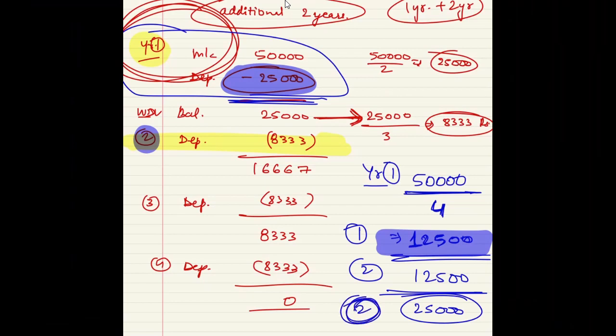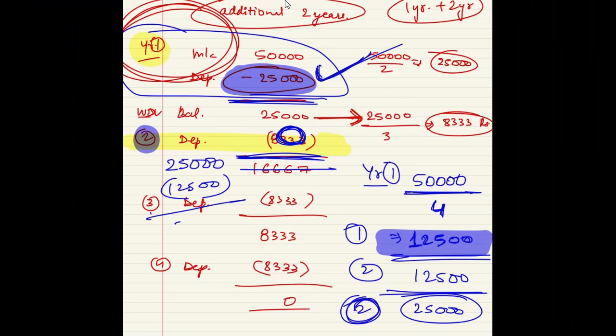But as we have already charged 25,000 in the first year itself, now you need to charge zero depreciation in this year, and now your WDV will be 25,000. And in the third year, again 12,500 will be charged. Your balance would be 12,500. And in the fourth year, again 12,500 will be charged. At the end your balance would be 0 rupees. So this is called retrospective change in the method.